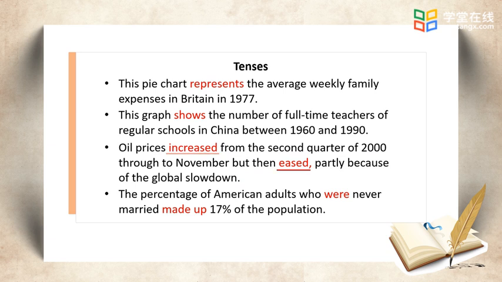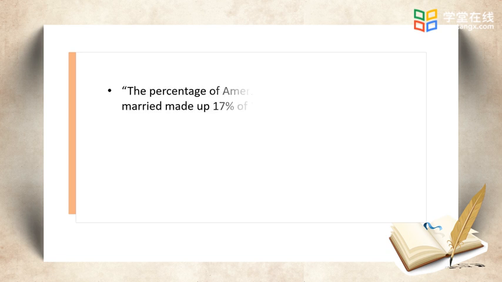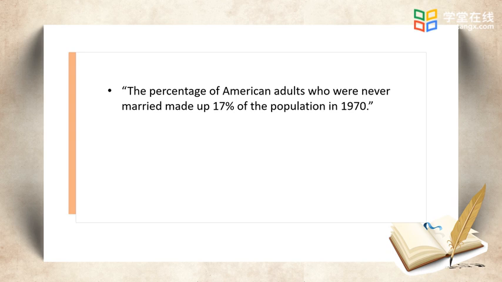Increased and eased are predicates, followed by a certain time period. As you can see, when the author talked about oil prices, the data were already collected, and that was something that happened in the past. So the author used past tense. Pay attention to the time referred to in the chart. Past tense correlates to the time. Besides, the tense of the clause corresponds to the main clause. For example, the percentage of American adults who were never married made up 17% of the population in 1970.